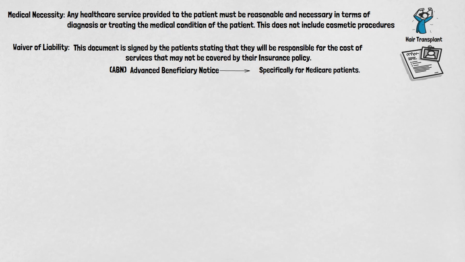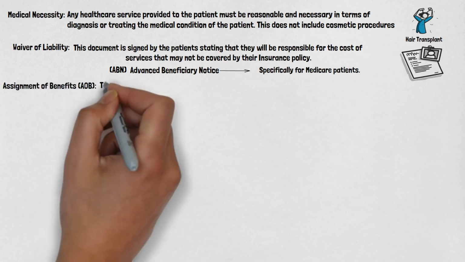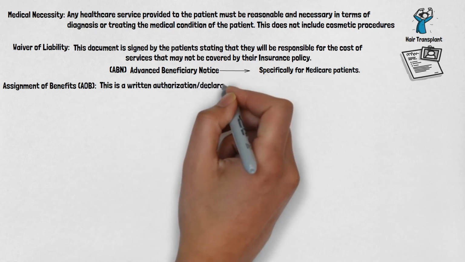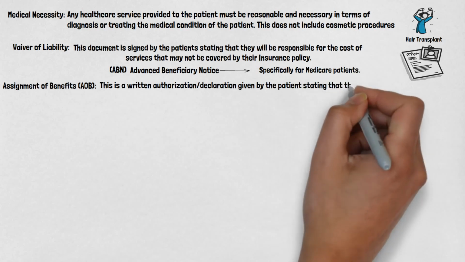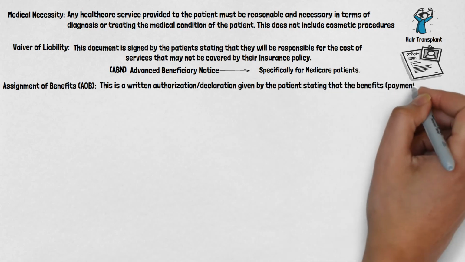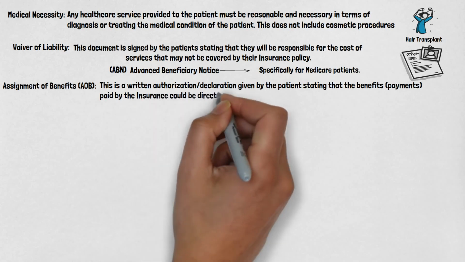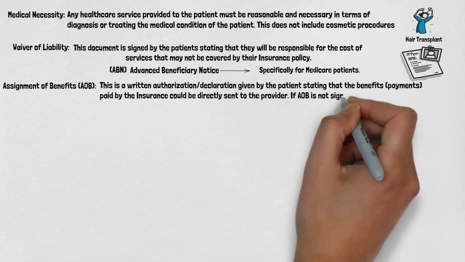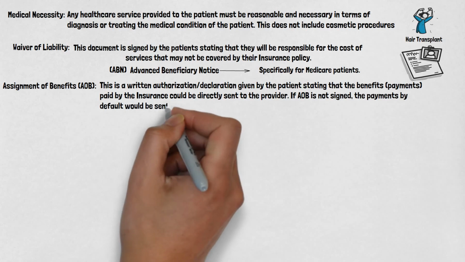Now the next one is assignment of benefits. This is a written authorization or declaration given by the patient stating that the benefits, which means payments paid by the insurance, could be directly sent to the provider. If AOB is not signed, the payment by default would be sent to the patient.